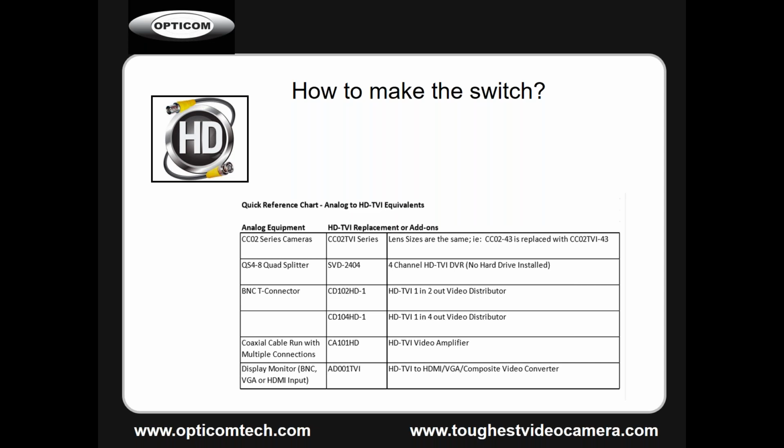And then you've got your coaxial cable run with multiple connections. That's the HDTVI video amplifier. So if you've got a cable run with a lot of connections and you're worried about signal loss, you want to go with an amplifier. And then we've got that AD001 TVI that I was just talking about. That's going to convert that TVI signal so that it can go into one of your existing monitors. With that, you can do either a BNC, a VGA, or an HDMI. So it's got a lot of options, and you can make that switch that way.